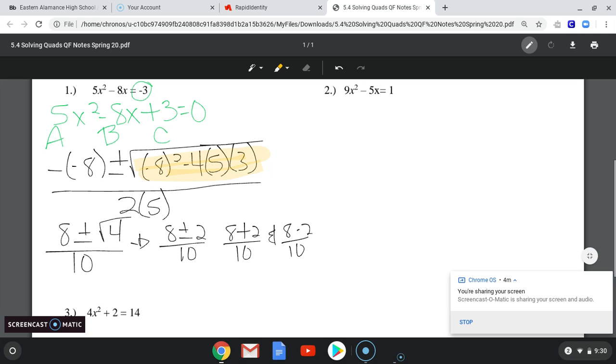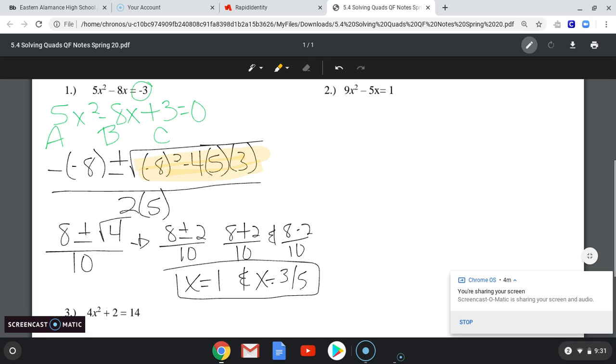If I do that, I'm going to find my 2 zeros, or the 2 places where my quadratic graph will cross the x-axis. When I do 8 plus 2, that's 10. 10 divided by 10 makes 1. I solve the next problem, which is 8 minus 2 is 6. 6 over 10 turns into 3/5. These are the 2 places where my quadratic graph will touch the x-axis using the quadratic formula.